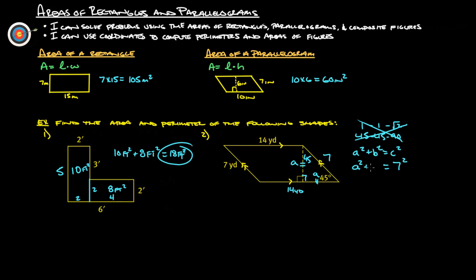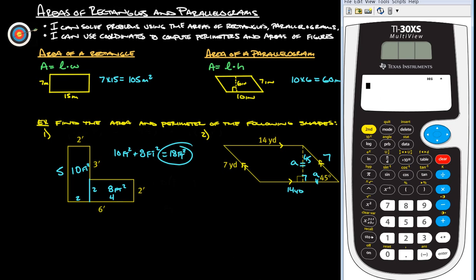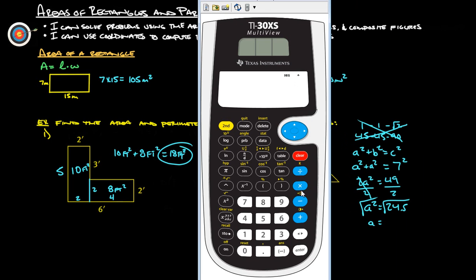So it's really going to be a squared plus a squared equals 7 squared. So a squared plus a squared is 2a squared equals 7 squared, which is 49. So we want to solve for a here, so we've got to divide both sides by 2 first. And that'll give us a squared equals 24 and a half. Then we square root both sides, and that will tell us what this height is here. Okay, so pull up our calculator here, and we're going to take the square root of 24.5.